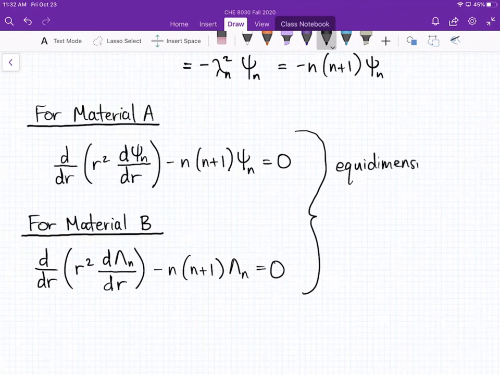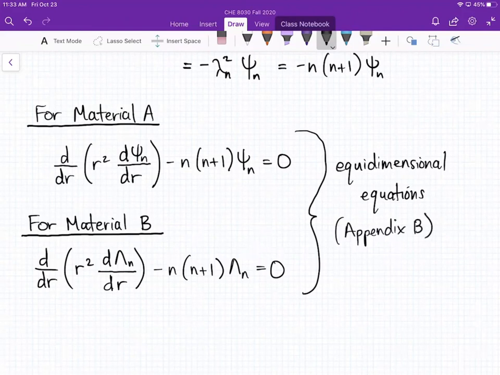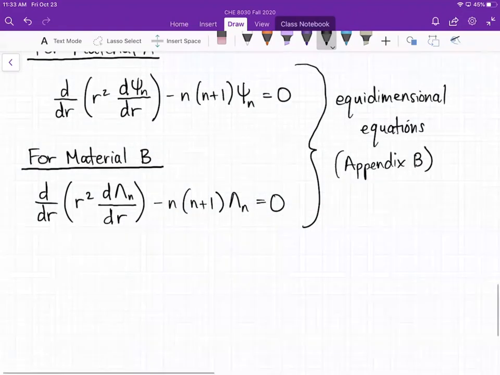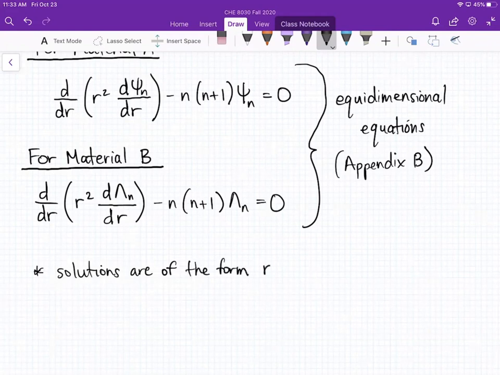So equidimensional equations, those are discussed in a bit more detail in Appendix B and D. The most important thing to know is when we have equations that take this form, the solutions are of the form r to the p, where p is some unknown exponent.